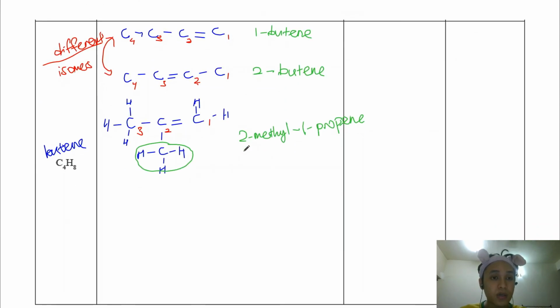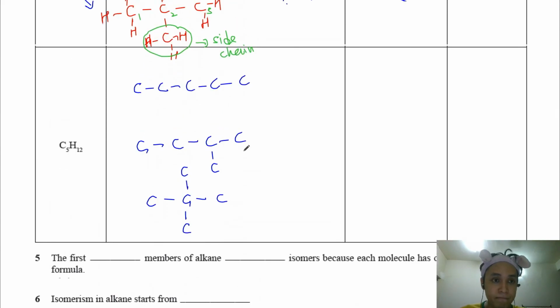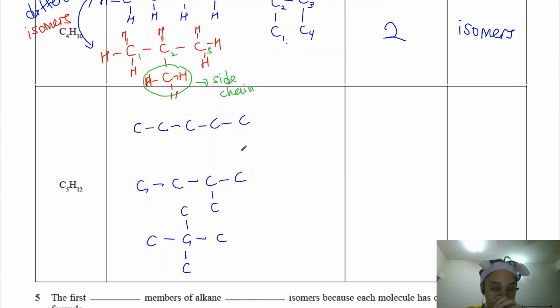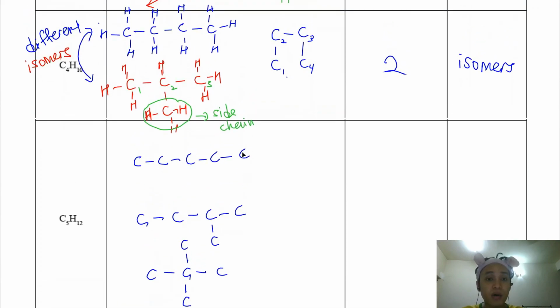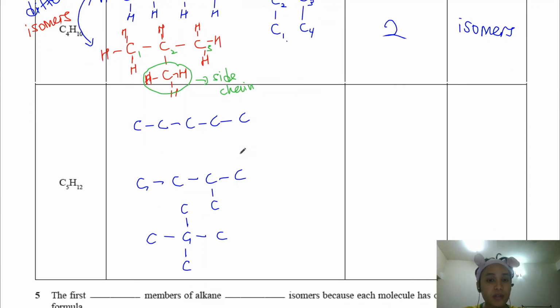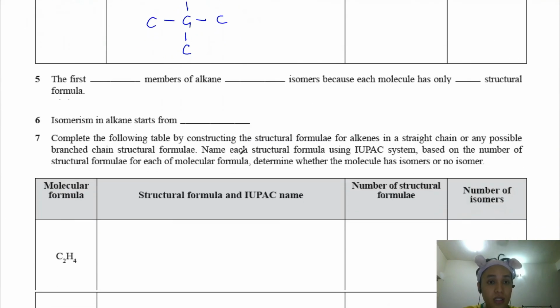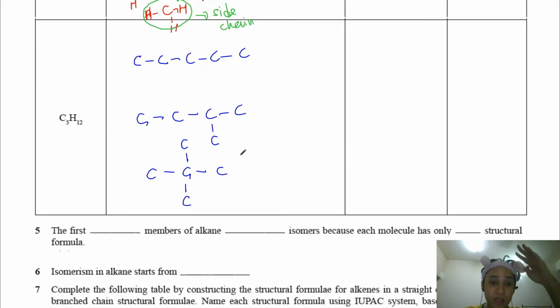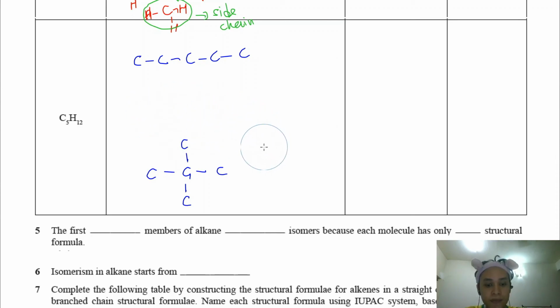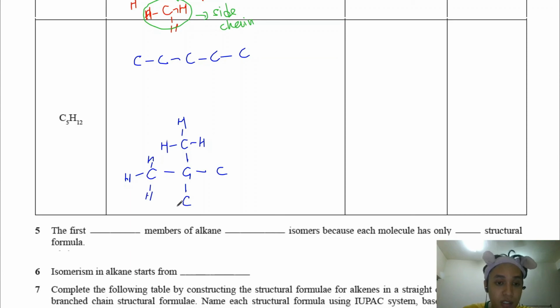So for different alkenes and so on, you need to remember how to identify whether it's different or not. Let's move back to the alkene part. Let's say for example this one, the naming. For each structural formula that you draw, you must give the name. You cannot just draw without the name. They will require you to name all the structural formulas.